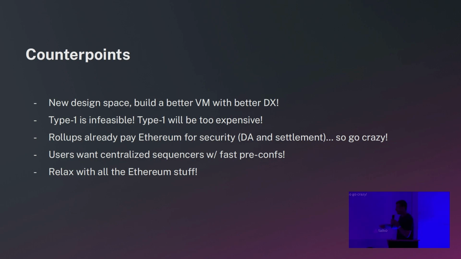There are some counterpoints. I'll run through these very quickly. We love having fruitful discussion about what are the other options we're not pursuing. Some of the counterpoints, which are reasonable, are, hey, it's a new design space, build a better VM with better developer experience. Type 1 may be infeasible, it will be too expensive, right? That's our challenge we seek to solve. Some people say rollups already pay Ethereum for security, data availability, and settlement, so go crazy on the execution environment, really depart from the rest of it.